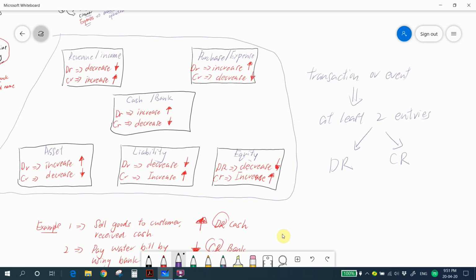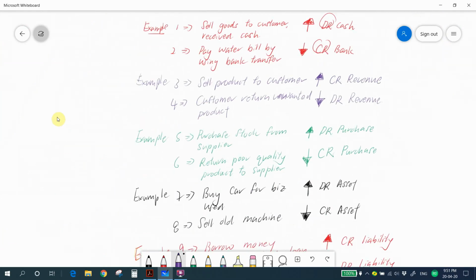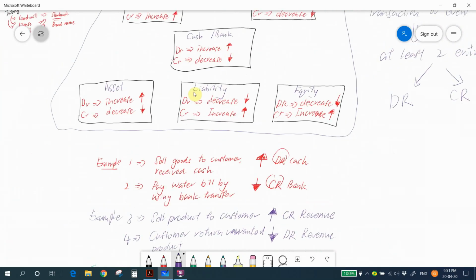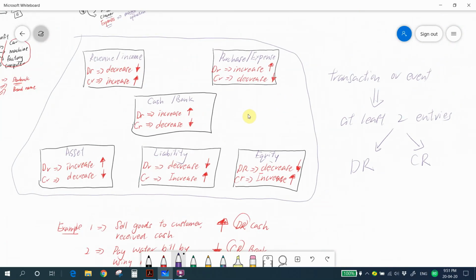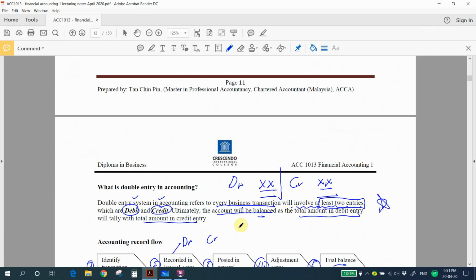So in the previous example, from the example 1 to 12, we learned what is the impact on the individual account. So now we have to extend this entry to the debit in A account and credit into the B account. So we can practice this by using the example in our textbook.